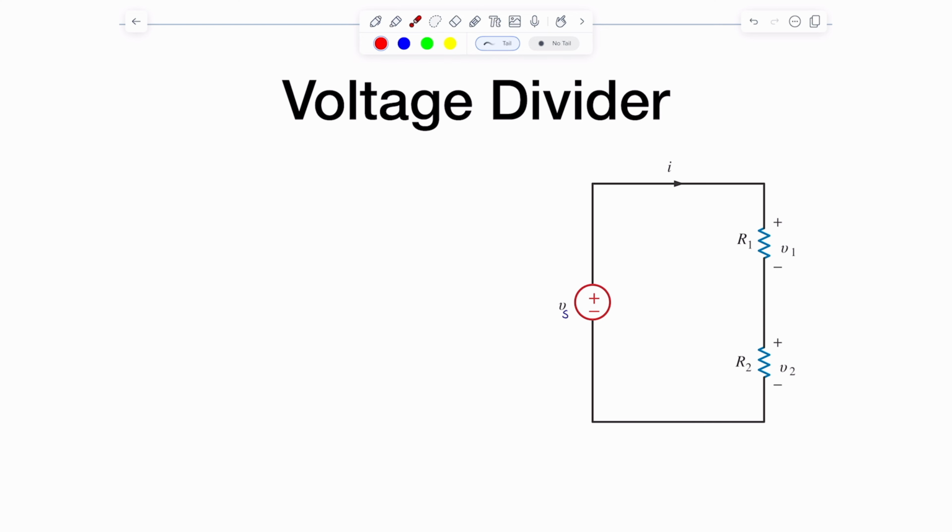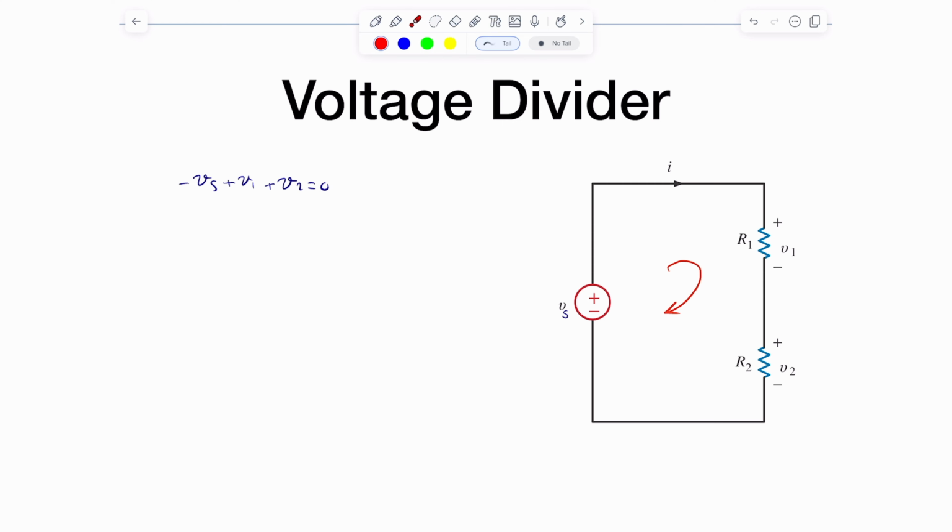I know the total voltage across these two resistors, and what I'm really interested in is how this V1 relates to that total voltage Vs, and how V2 relates to Vs. So what we can do is write a KVL equation in here. KVL tells me negative Vs plus V1 plus V2 equals 0.